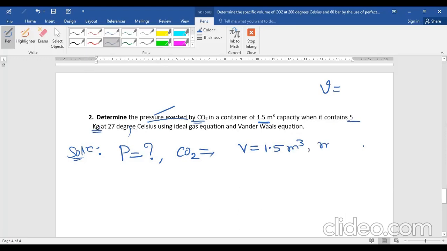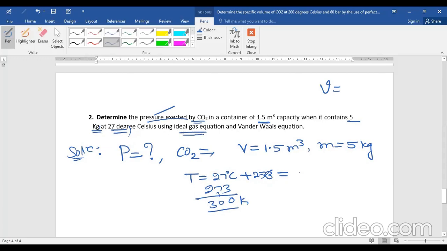So here in this numerical, he has given 5 kg. So no issues. 27 degrees Celsius temperature. Simple, 27 degrees Celsius. You convert into Kelvin by adding 273. So how much will you get? You add 273 and convert into Kelvin. So 300 Kelvin is the temperature.